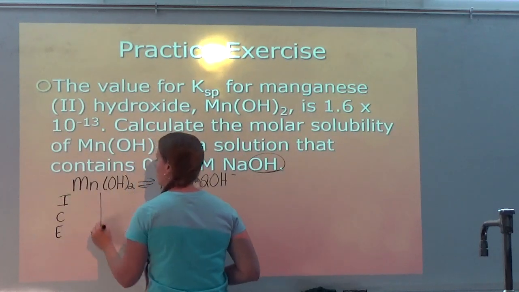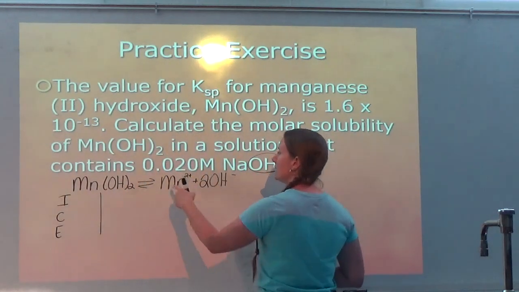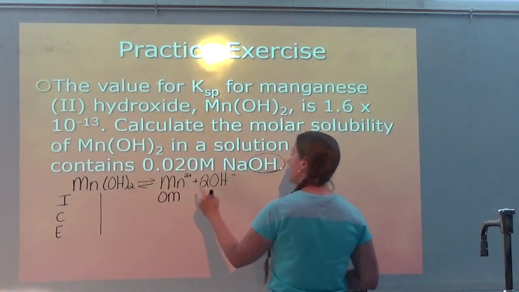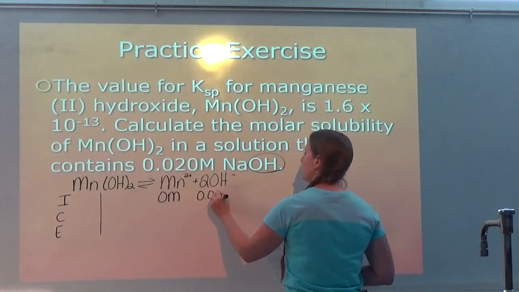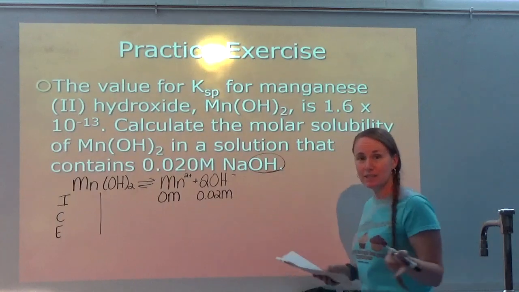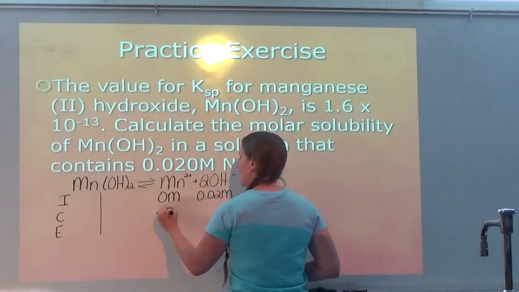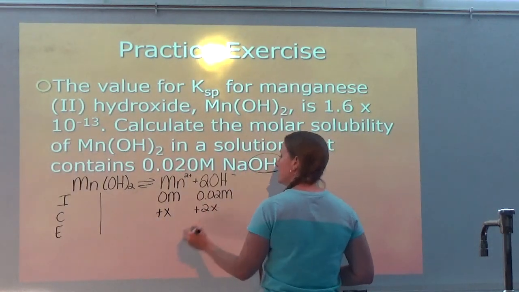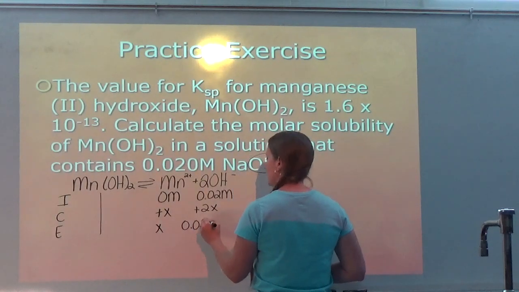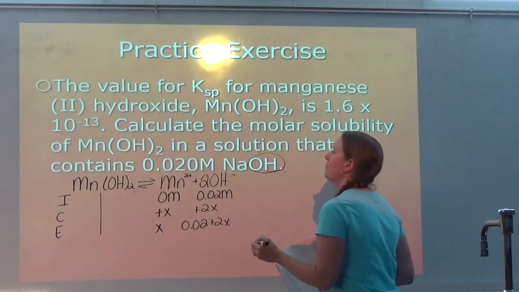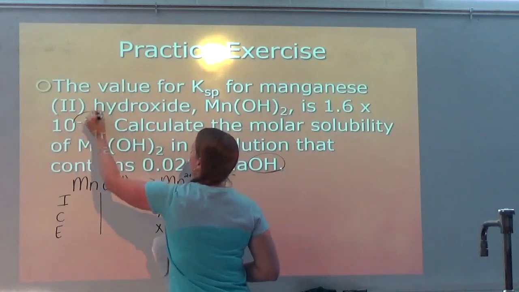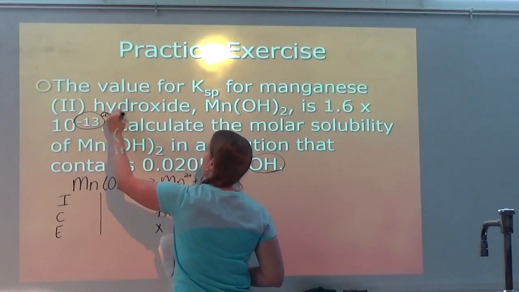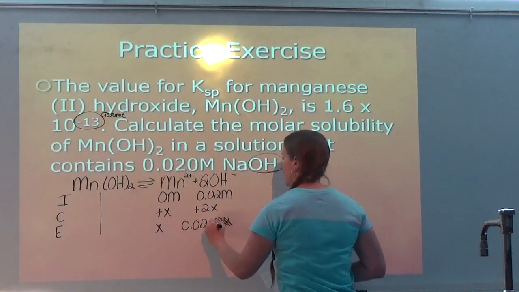So remember, for ice charts, we're not interested in solids. It didn't tell me I'm starting with any manganese, but it did tell me I'm starting with 0.02 molar of my hydroxide. So then I add x, I add 2x, and I get x and 0.02 plus 2x. But if I look, my K value is definitely small enough to assume, so I can get rid of that 2x.